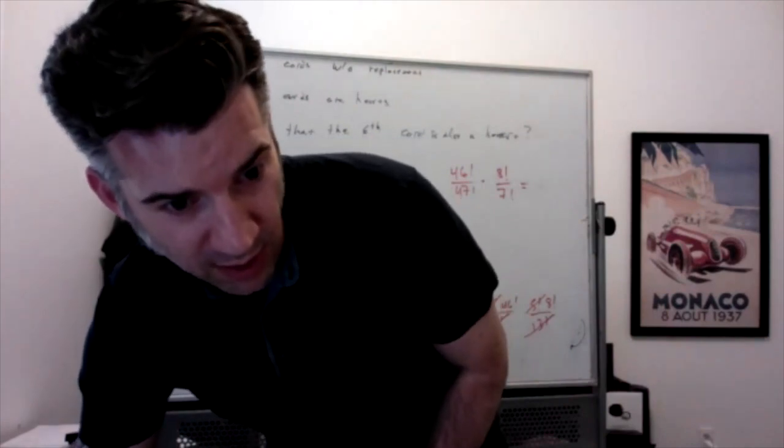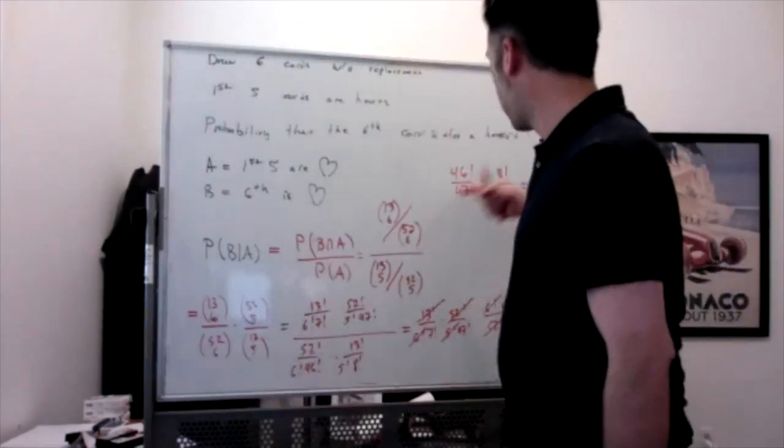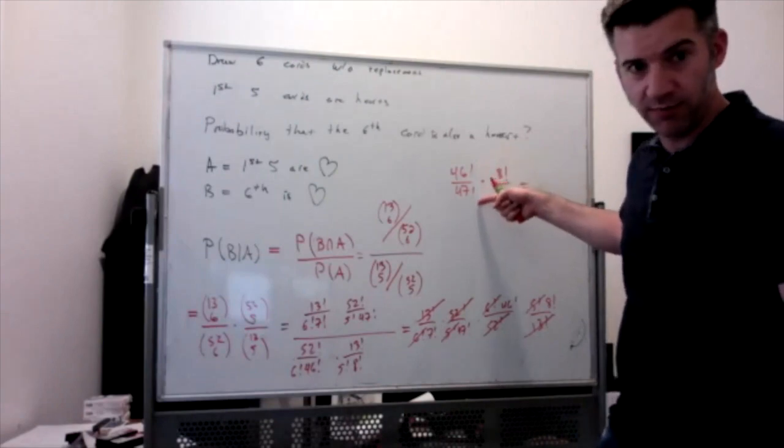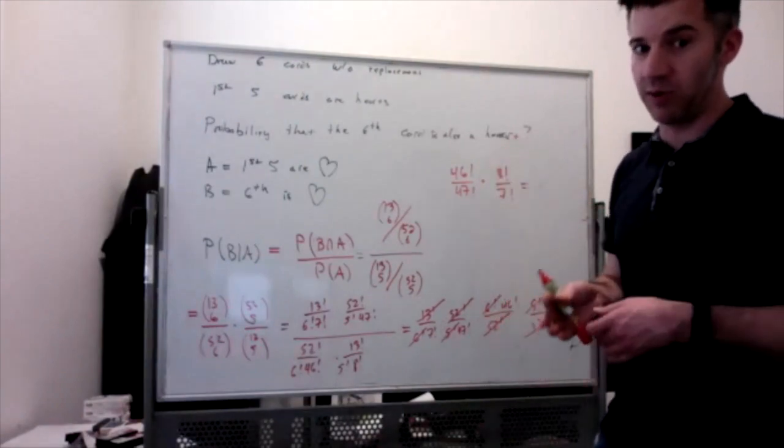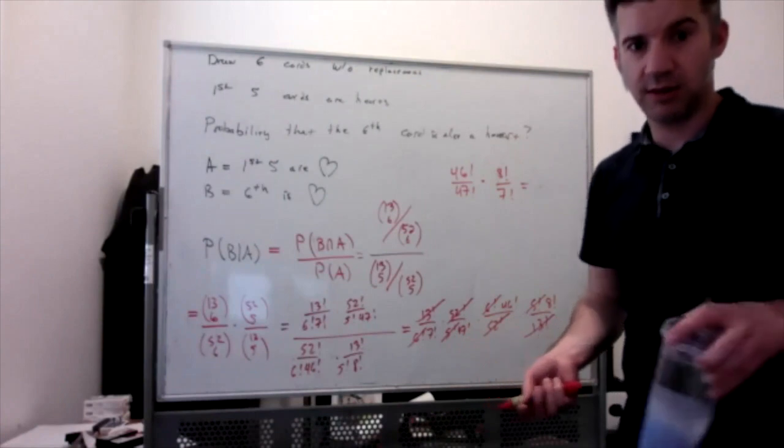Somebody should be able to tell me in the chat. Whoops, I just closed the chat. Open the chat back up, James. What is 46 factorial over 47 factorial? You guys should all be able to tell me what this is.